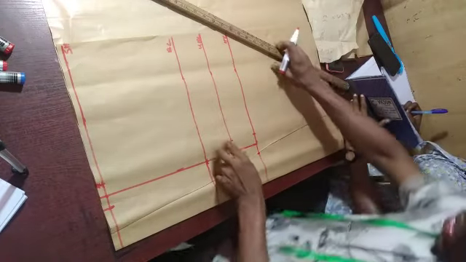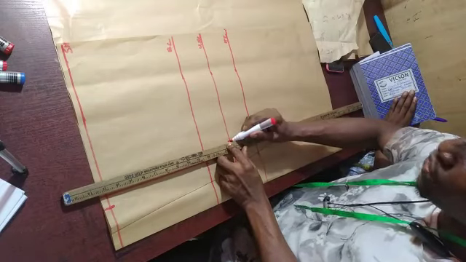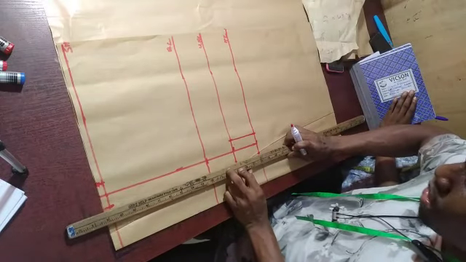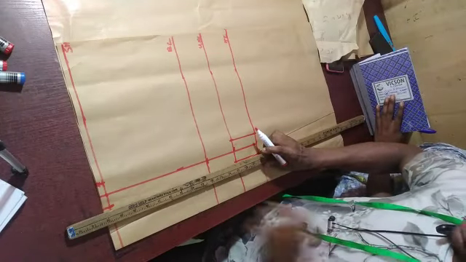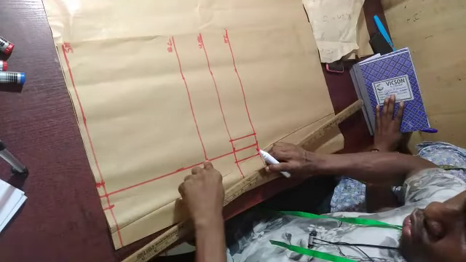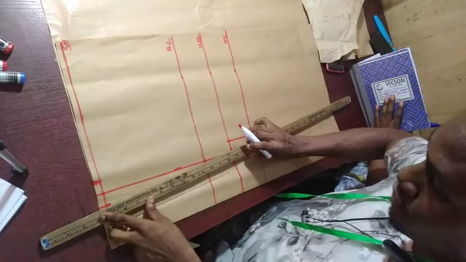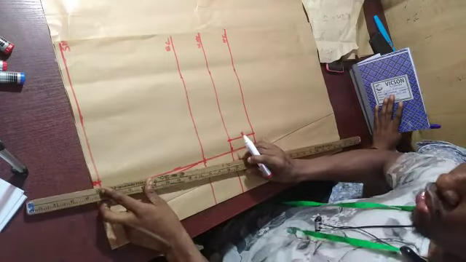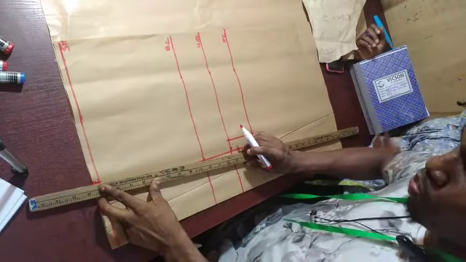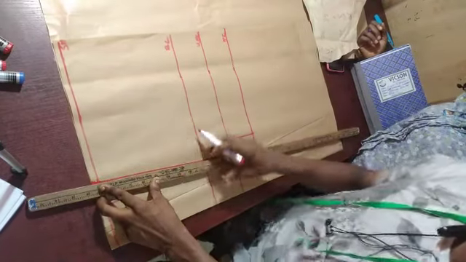Next thing you need to do, look at it, take your tape and connect this one from here to here. Are you seeing it? Connect this one from here to here. Next, you connect from here to here, and from here to here. Look at it. From here to the nipple point. Are you seeing it? And from here also to the nipple point. Are you seeing it? Whatever you do on the left side, do it on the right side.